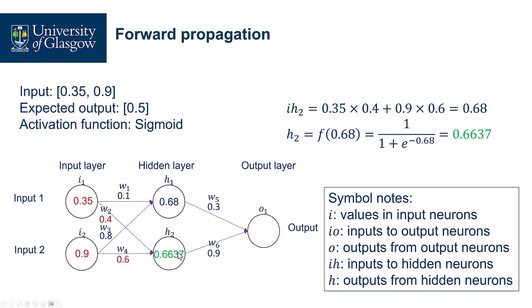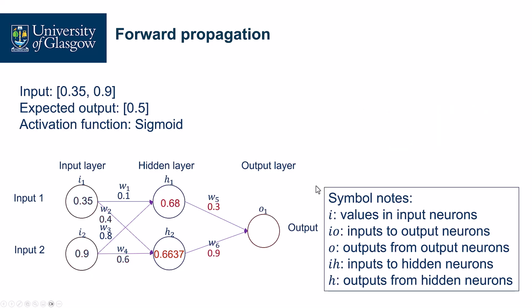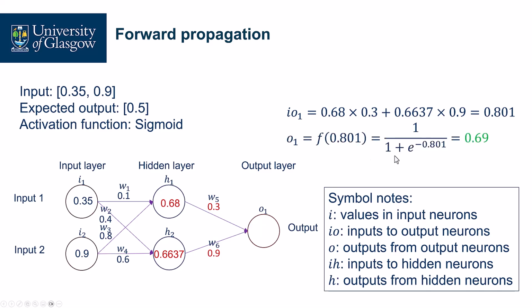Now we have this value and we have this value, we will calculate the O1 value, right? So let's first calculate the input of O1. How do we calculate the input of O1? We have H1 multiplied by W5 and H2 multiplied by W6, right? So we can add them together. We get the sum 0.8 into O1. So this is the input to O1. But O1 also has an activation function. So we go to the sigmoid function here, and we get the result. So the output of O1 is 0.69.